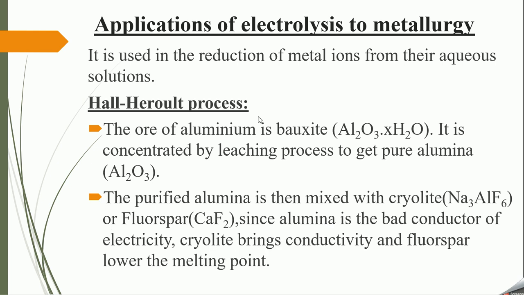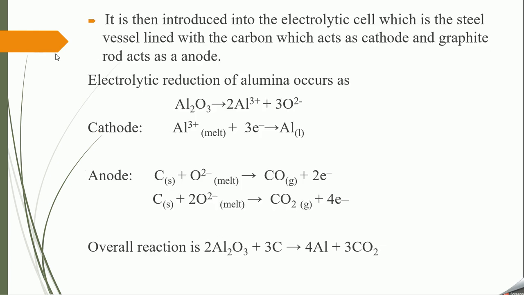So, in the first step, bauxite is obtained from the Earth's crust. It is crushed and concentrated by the leaching process to get pure alumina. This pure alumina is then mixed with cryolite, Na3AlF6, and fluorspar. The role of cryolite is to bring conductivity, and the role of fluorspar is to lower the melting point, because alumina is a bad conductor of electricity. Then this mixture is introduced into an electrolytic cell.